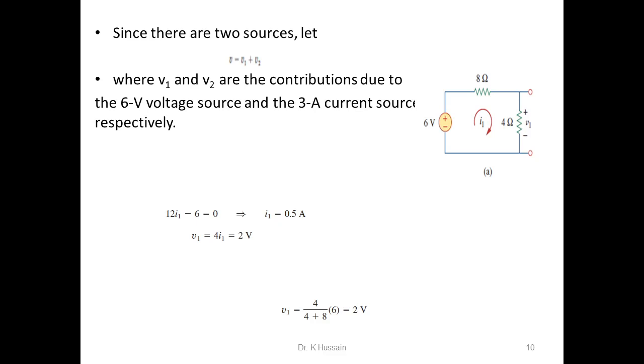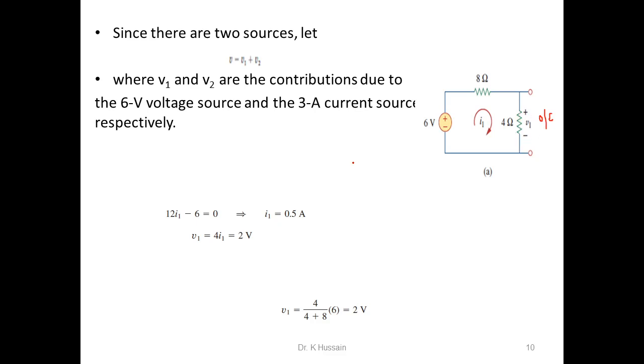Now, first case, we are taking here only the voltage source. 6 volts only is acting, so the current source is not acting, so that means what you have to take, it should be open circuit. It is open circuit here. This is open circuit. Okay, so now here you have to find the value of this V1.